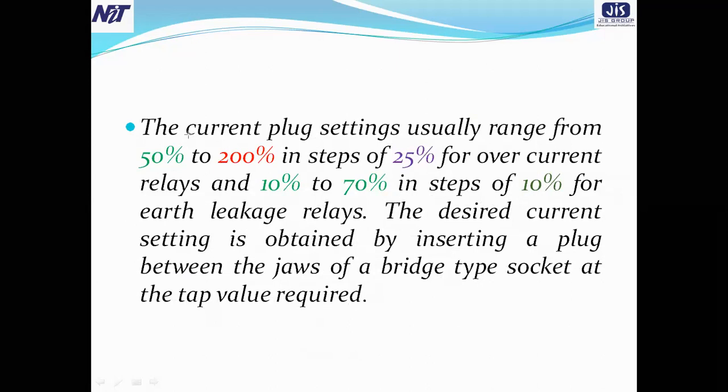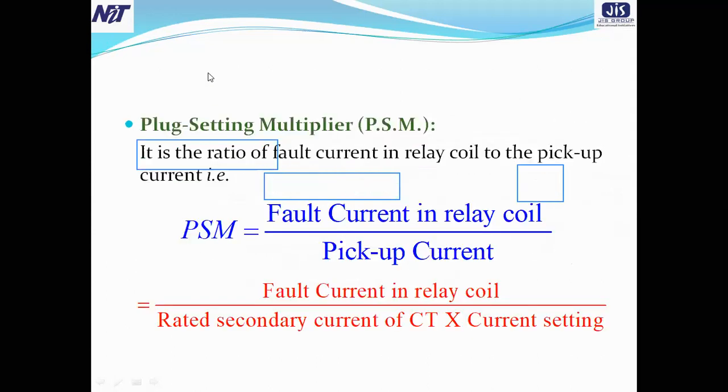So here we can say that the current plug setting usually ranges from 50% to 200% in steps of 25% for the overcurrent relay and 10% to 70% in steps of 10% for the earth leakage relay. This desired current setting is obtained by inserting a plug between the jaws of the bridge type socket at the tap value required. So in this way we can also explain the pickup current. So we have to remember all these steps.